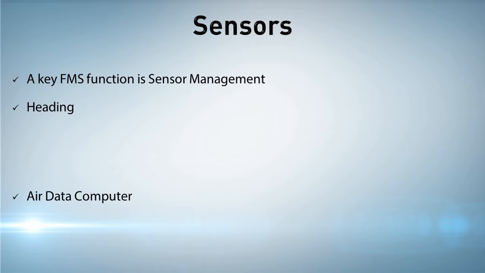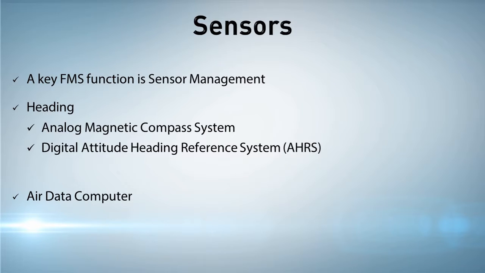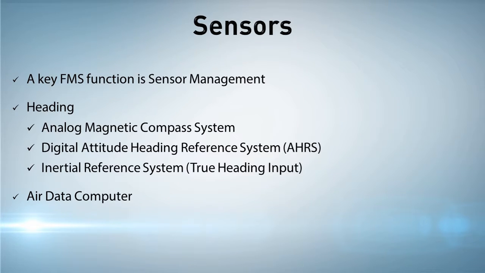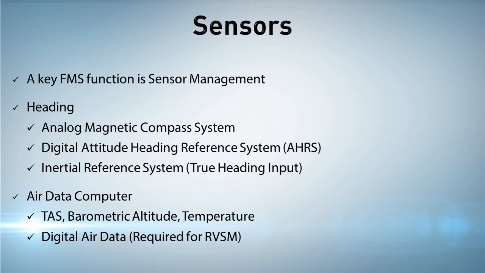Heading information can come from an analog magnetic compass system, an AHRS, or an IRS. True airspeed, barometric altitude, and static air temperature are all used by the FMS. Barometric corrected altitude is required for vertical guidance display during approaches and for VNAV below 18,000 feet. Your FMS accepts both digital and analog air data from the air data computer.